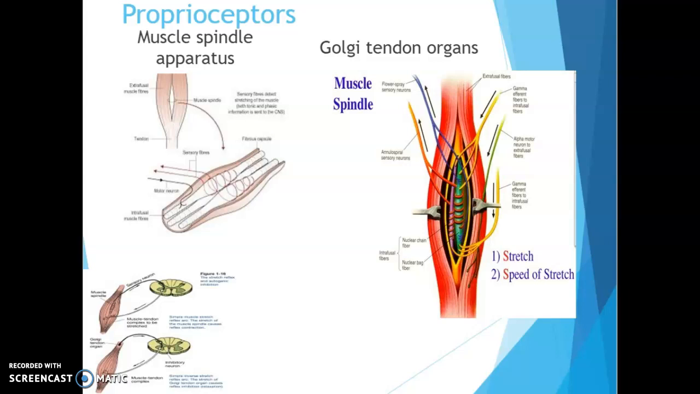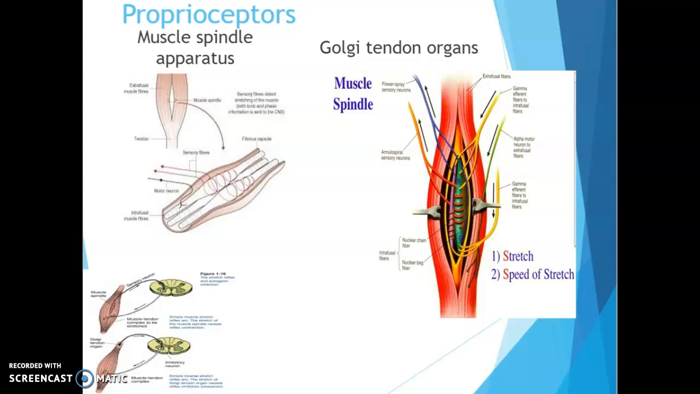Intrafusal muscle fibers are the skeletal muscle fibers that serve as specialized sensory organs, also known as proprioceptors. These detect the amount and rate of change in length of a muscle, and they are innervated by both sensory and motor fibers.